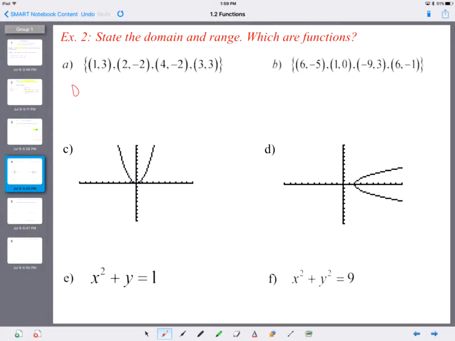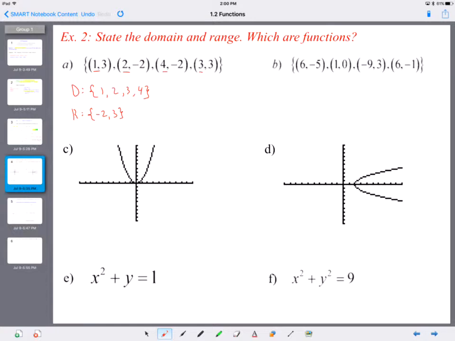So we would say D, or the domain, and then we just list them out. We got 1, 2, 4, and 3. We put them in numerical order with no repeats. And so there's your domain. Range, same thing, except now you're going to do your y values. So your y values are 3, negative 2, negative 2, and 3. We have some repeating numbers there, so we're only going to write them once, and we're going to put them in numerical order.